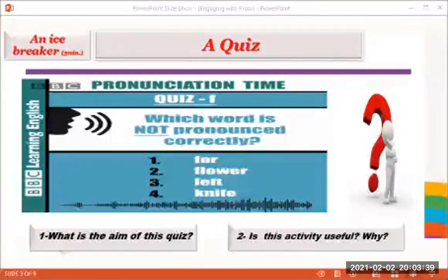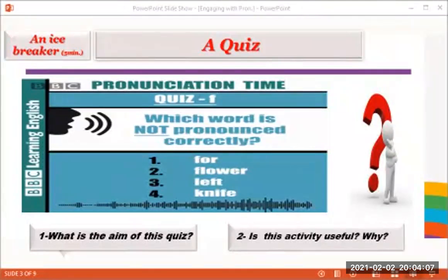Again, what is the aim of this quiz, and is this activity useful for you? Who can give me his answer? Close your video. Who can give me the answer? The answer is number 4, the word knife.